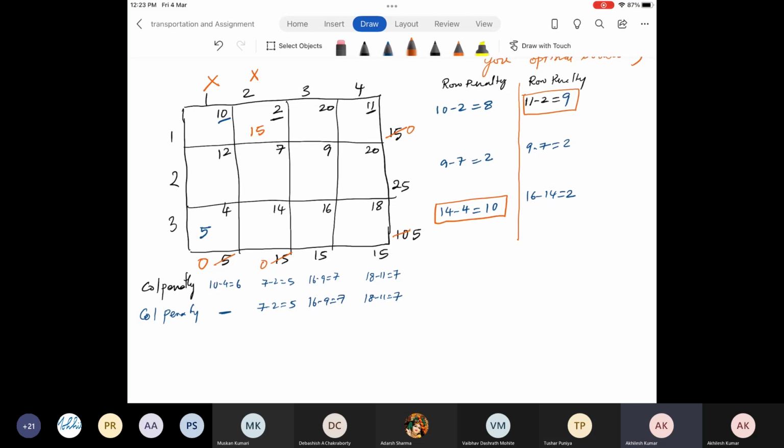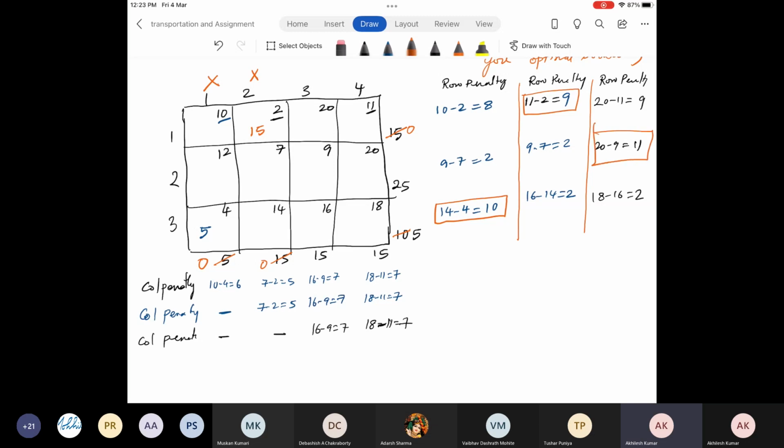Okay. Now finally, third time row penalty. So 20 minus 11 equals to 9. 20 minus 9 equals to 11. 18 minus 16 equals to how much? 2. Column penalty. Dash. 16 minus 9 equals to 7. 18 minus 11 equals to 7. The biggest penalty I have is 11.